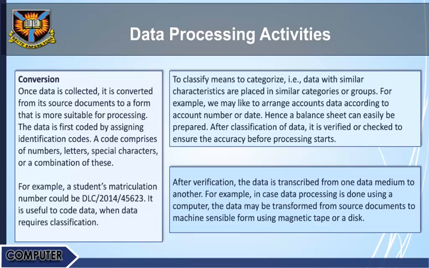After classification of data, it is verified or checked to ensure accuracy before processing starts. After verification, the data is transcribed from one data medium to another. For example, in case data processing is done using a computer, the data may be transformed from source document to machine-sensible form using magnetic tape or a disk.